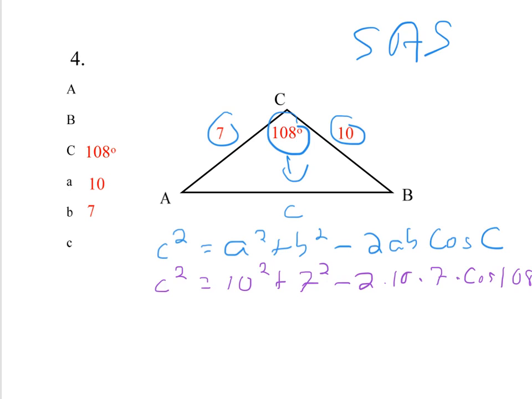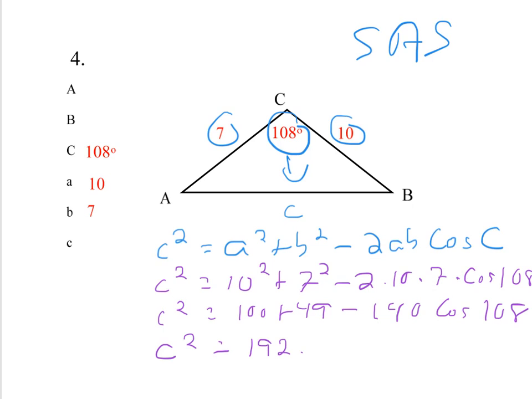Okay, so now I have c squared is equal to 100 plus 49 minus 2 times 10 times 7 times cosine 108. Whip out your magic calculators and let's punch these numbers in. We should find that c squared is equal to 192.26. Please make sure you are getting these numbers on your calculator when you're doing this. It's important that you know how to press the buttons.